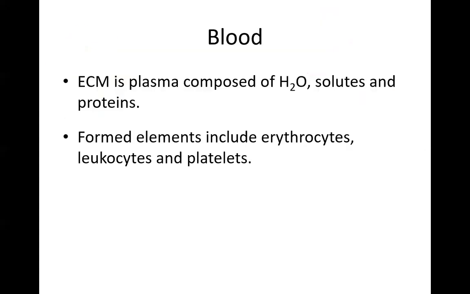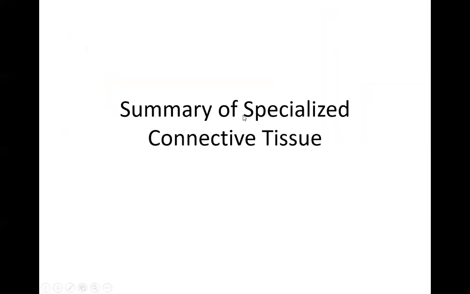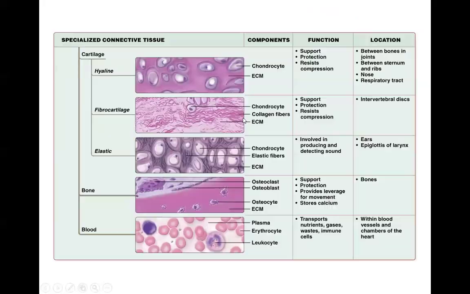Invest more time. So the blood is made in your bone tissue, hematopoiesis. And the extracellular matrix is plasma composed of water, solutes, and proteins. And the formed elements include erythrocytes, leukocytes, and platelets. You see, these are the blood cells, and these are the leukocytes, and these are the erythrocytes.